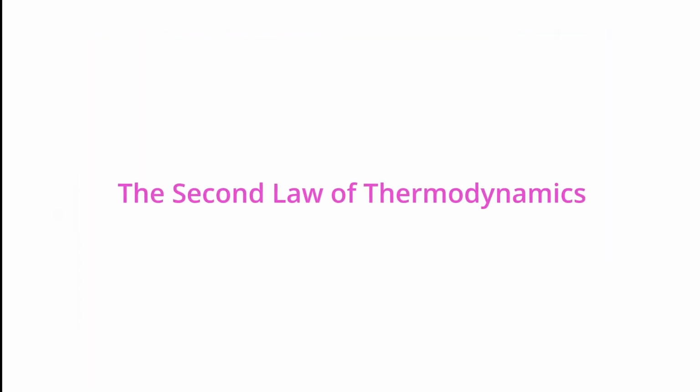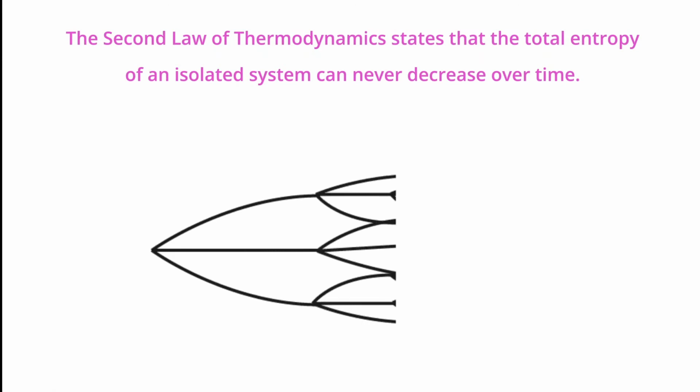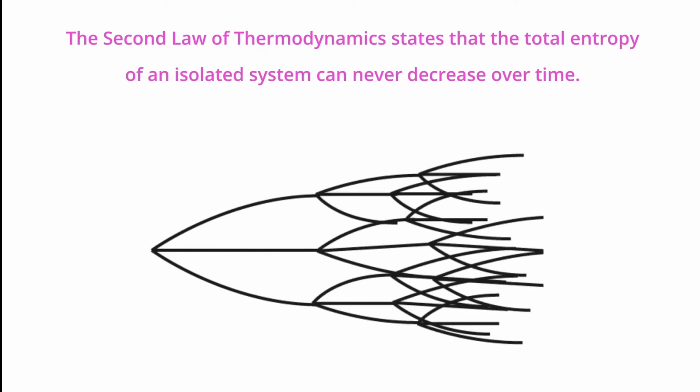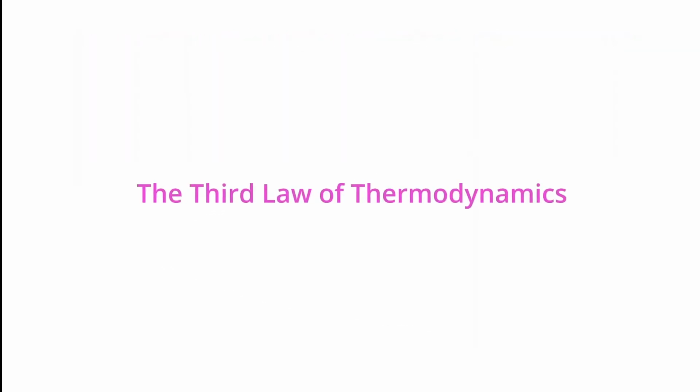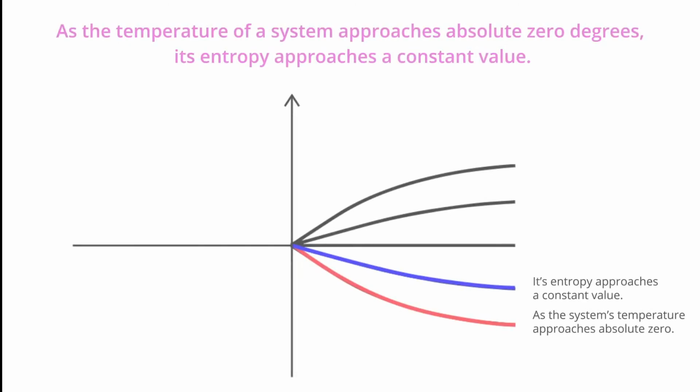The second law of thermodynamics. The second law of thermodynamics states that the total entropy of an isolated system can never decrease over time. This model represents the level of disorder increase over time. The third law of thermodynamics. As its temperature approaches absolute zero, the entropy of a system approaches a constant value.